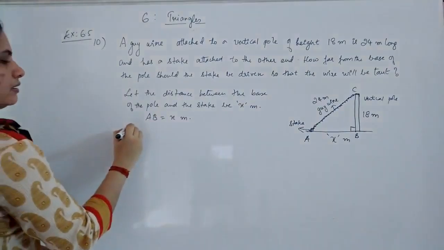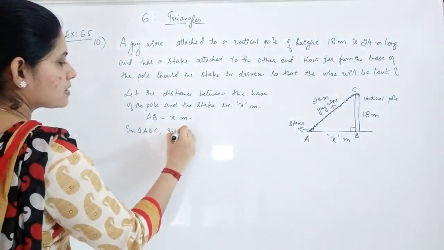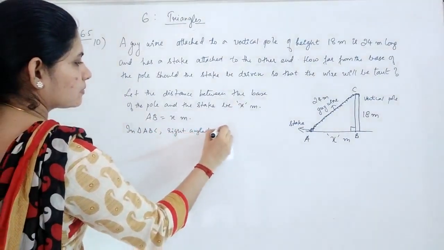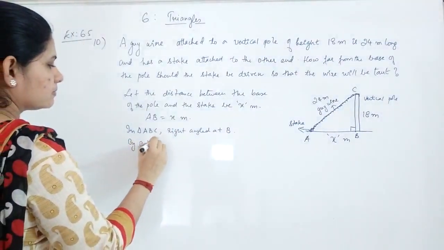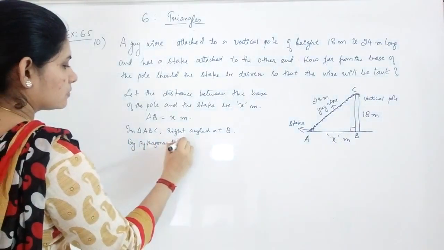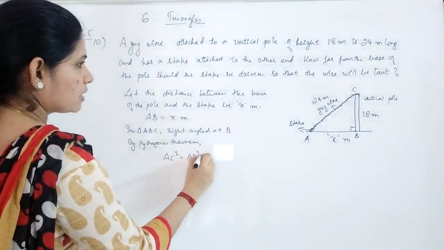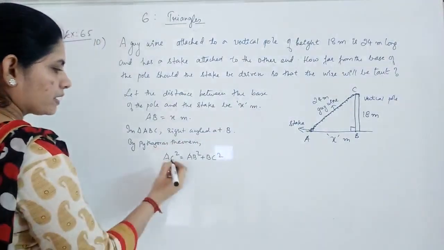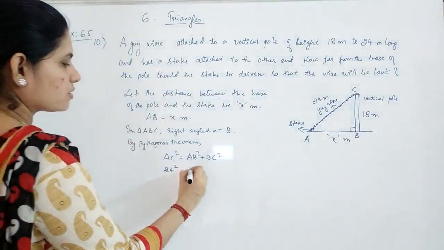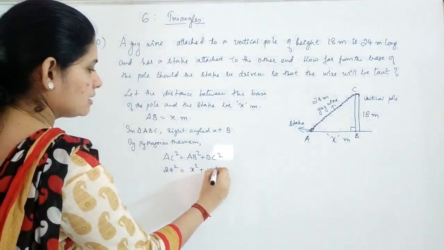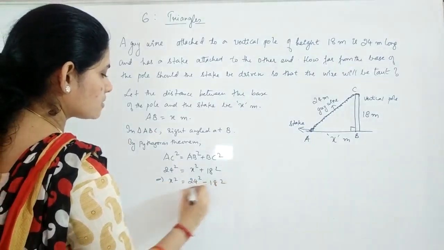Now from triangle ABC, since it is right angled at B, by Pythagoras theorem, AC square is equal to AB square plus BC square. Now AC square means 24 square is equal to AB, which you have taken as x, so you will get x square plus 18 square. That means x square is equal to 24 square minus 18 square.